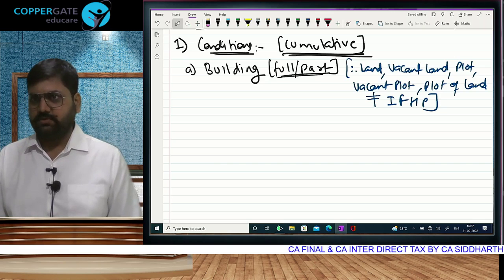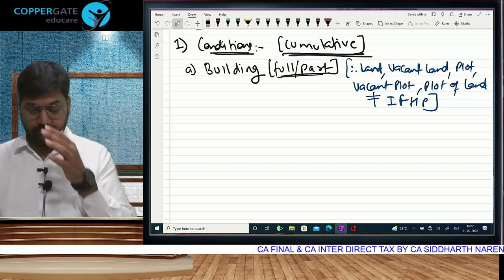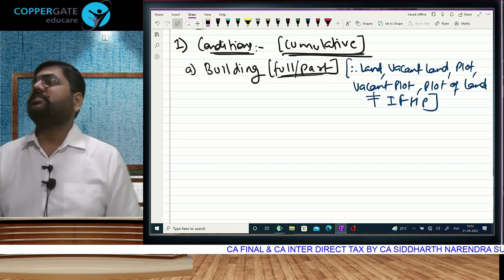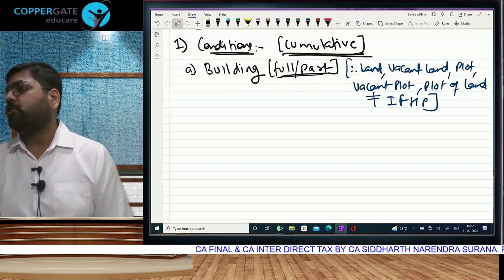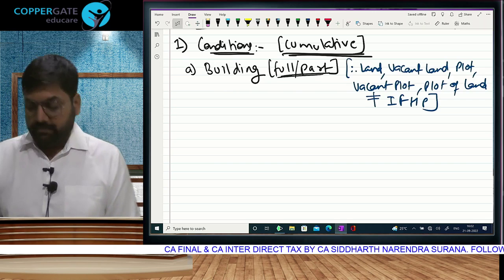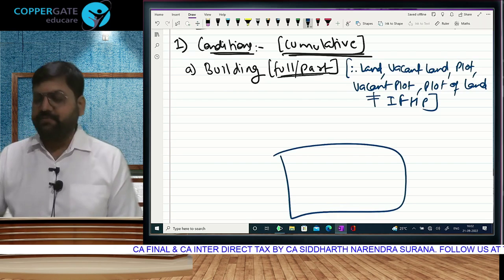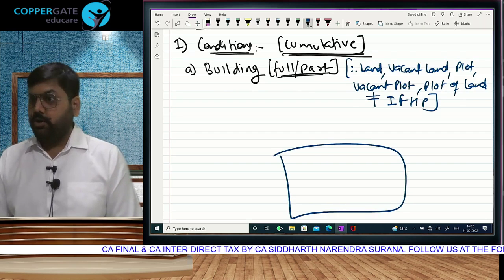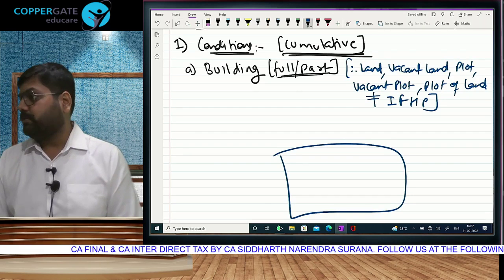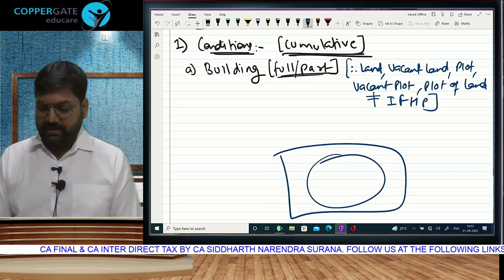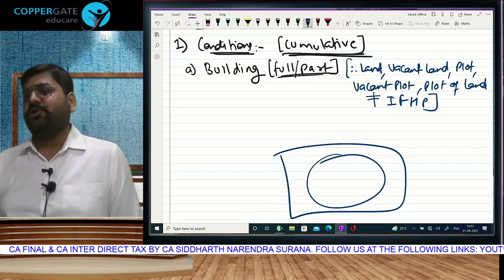Is that understood? That means the first condition to tax an income under house property is that there has to be a building. There is a land that you have given on rent. You are earning rent, it will not come. On that land there is a constructed superstructure of building.